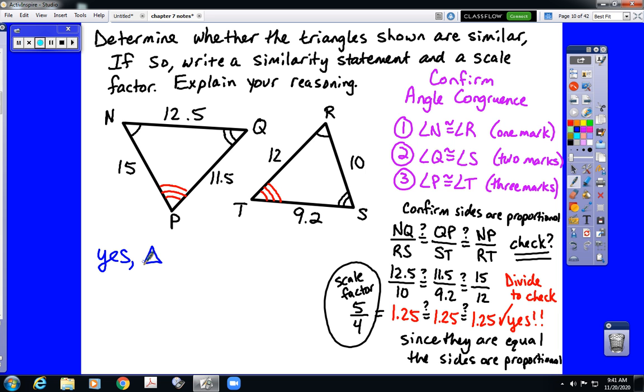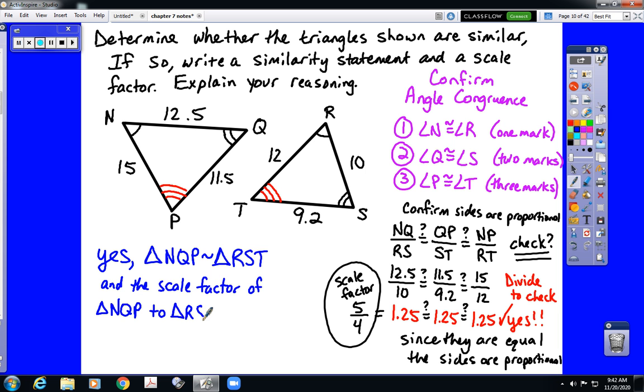Triangle, and we line up the letters here, so it doesn't matter how we name the first triangle. Let's call it NQP, is similar to triangle. Remember, the second name has to match the first name. So since we went NQP, our second triangle has to be named RST. And the scale factor of NQP to RST is 5 to 4. That would answer that question.